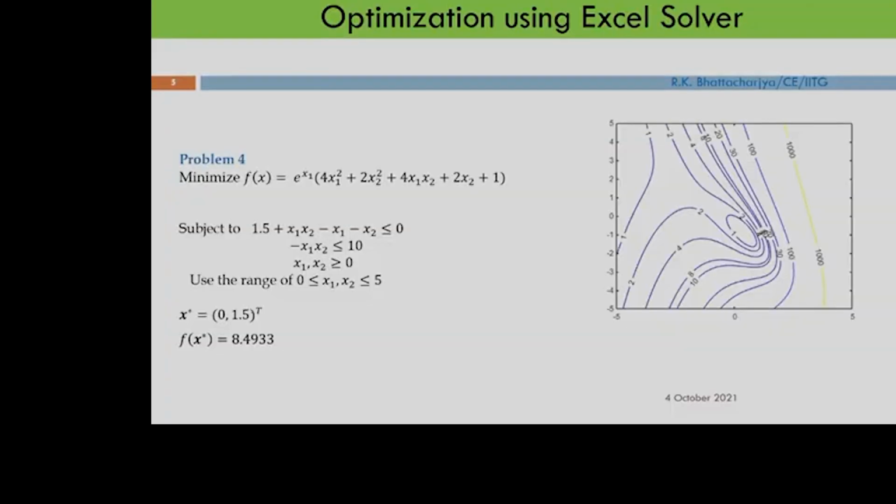We have already solved this problem using genetic algorithm, and we got the constrained optimal solution of this problem. The solution is 0 and 1.5, and the objective function value is 8.4933. Here this is the objective function, and we have two constraints. This is the first constraint, this is the second constraint, and x1 and x2 are positive, and the range is between 0 and 5. That means x1 is between 0 and 5, and x2 is also between 0 and 5.